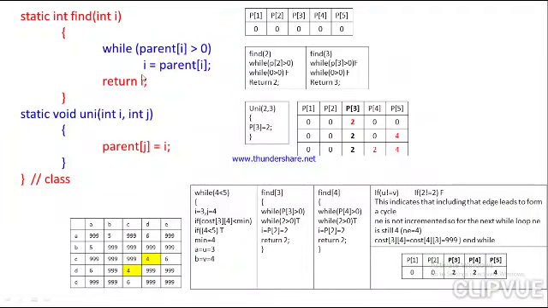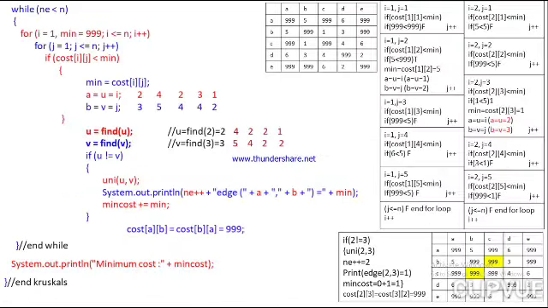Find of 3. So what is my find of the 3? I am checking whether the parent of the 3 is greater than 0. Yes, it is greater than 0. Therefore I will come here. Now i is equal to parent of i. What is your parent of the i? For 3 you are having 2. So now i value is 2, return 2. So that is what is returned when I call that find function.